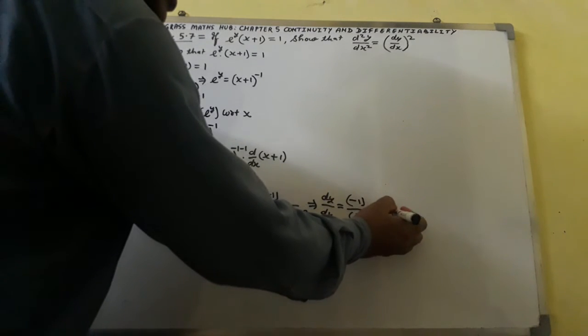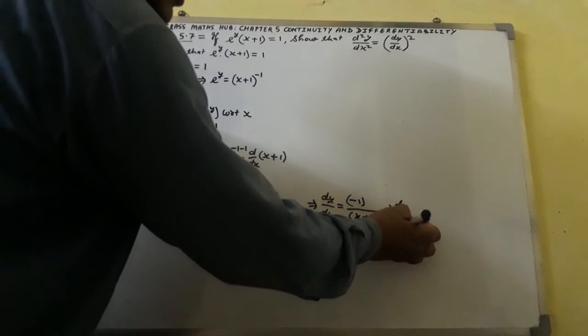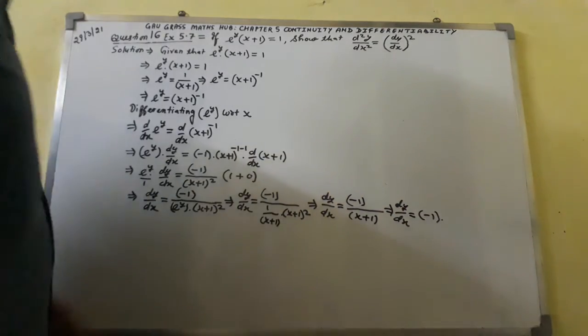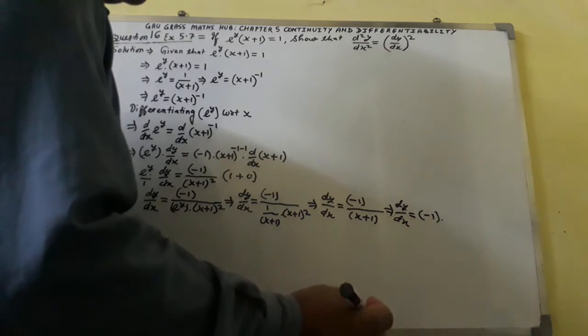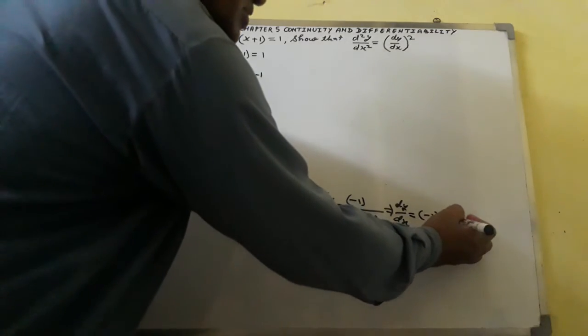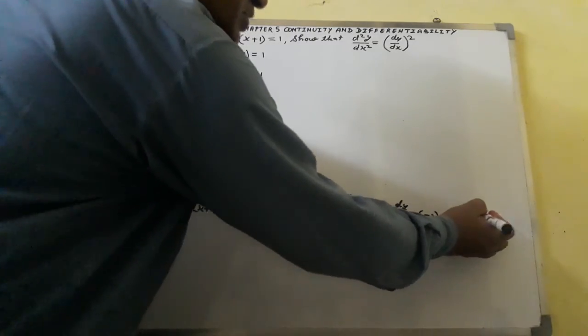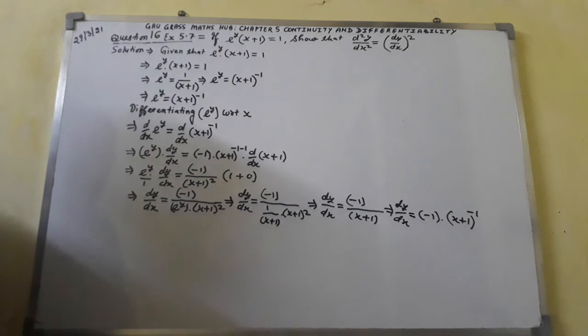Now again I shall write, dy over dx equals minus 1 times, x plus 1 is there in the denominator, that will be moved back to the numerator. So here we will get x plus 1 raised to the power minus 1. This thing you will get.